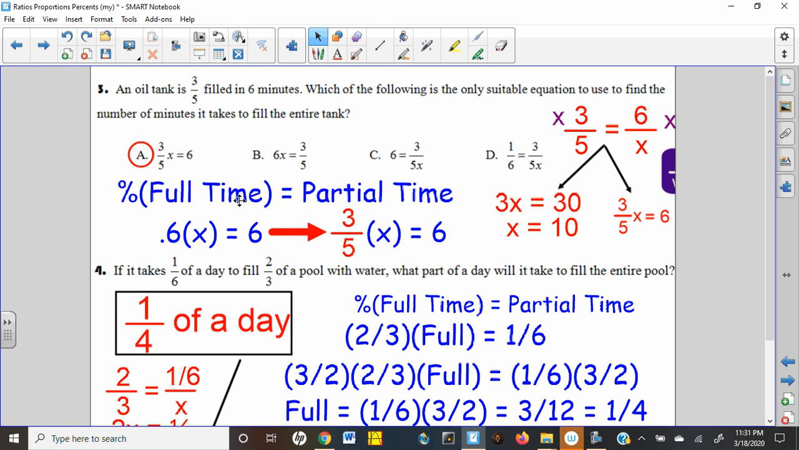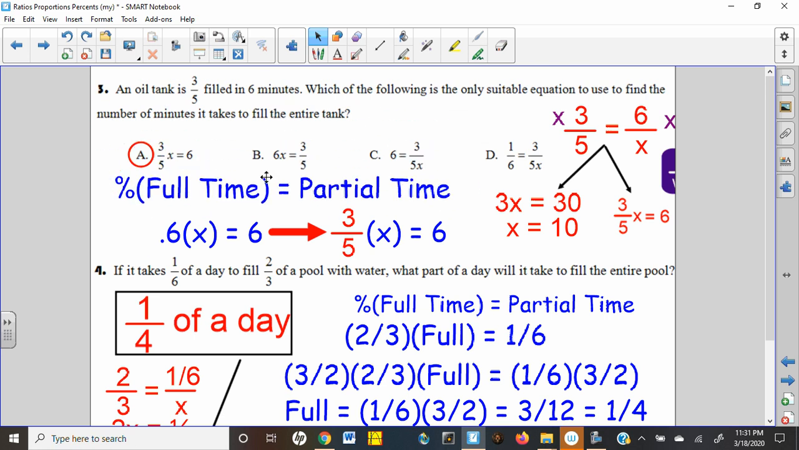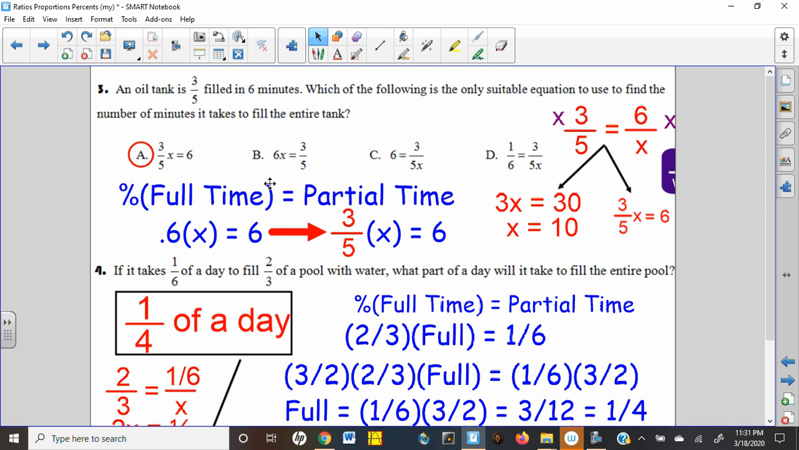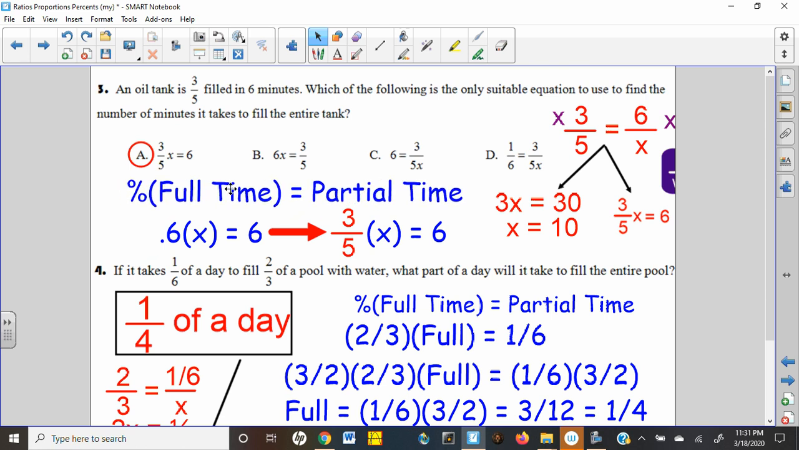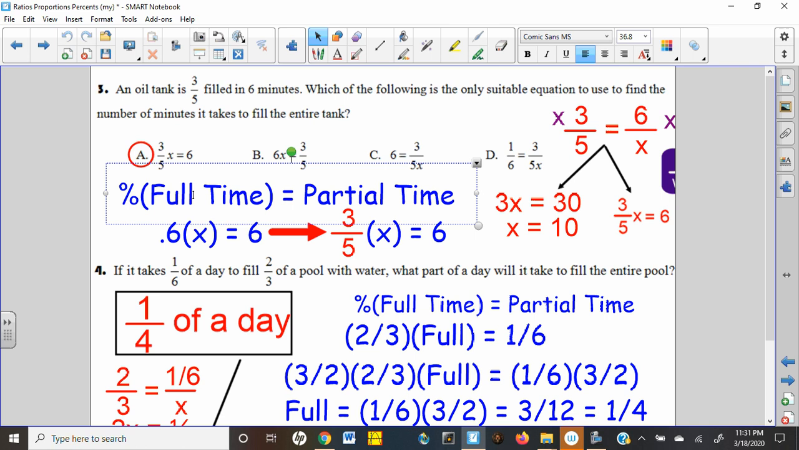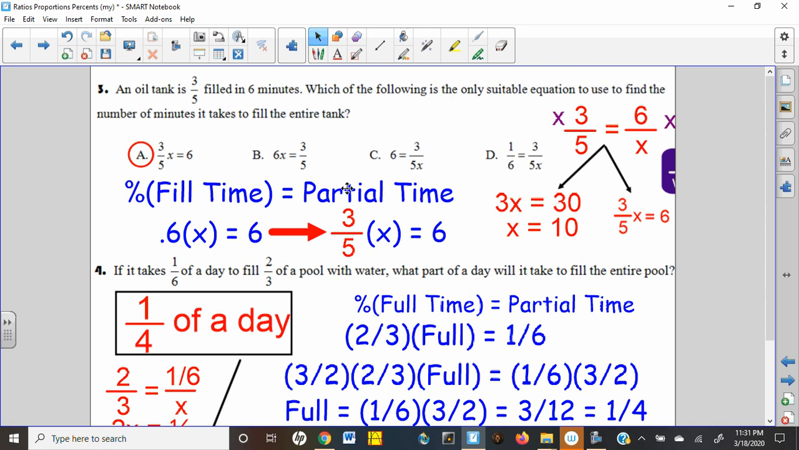But you can multiply that equation and get this equation right here. The percentage multiplied by the full time that it would take to fill, so I guess you could also call this the fill time, if you wanted to, is equal to the partial time. So once you have that established, it makes these problems really just plug it into an equation.